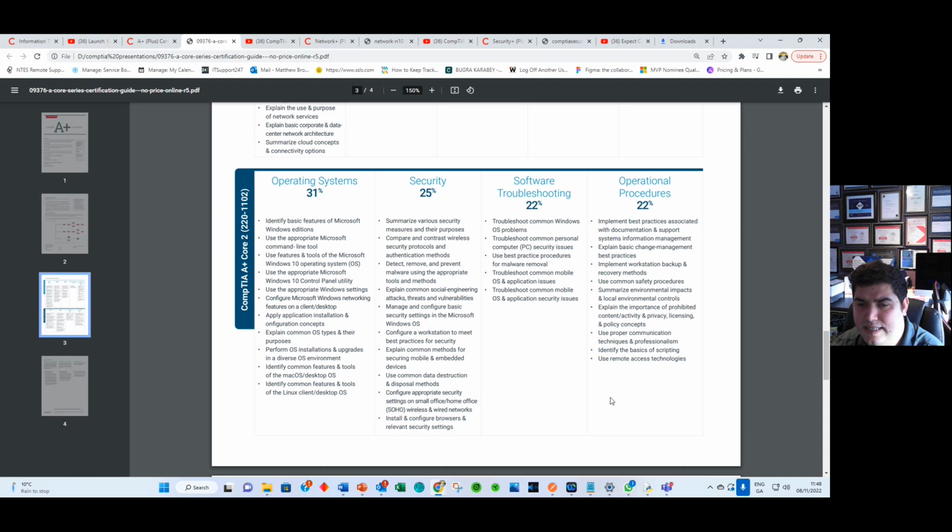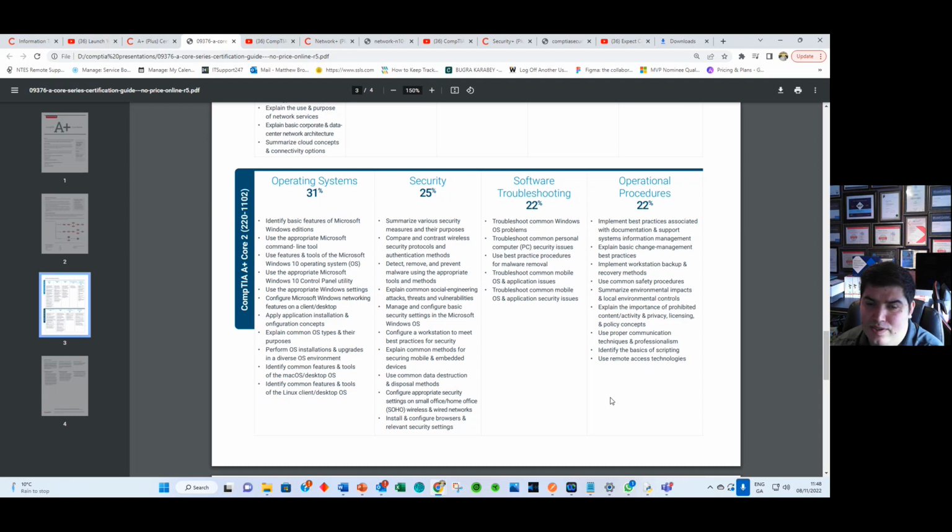You're going to have to understand the safety side of operating in possibly a SOC environment or your help desk environment. You're also going to have to look at the likes of licensing, privacy, activity, understanding what's prohibited, what's not. You're going to have to also understand how to communicate effectively with people, the techniques you're going to use, professionalism, how that plays into the operational procedures.